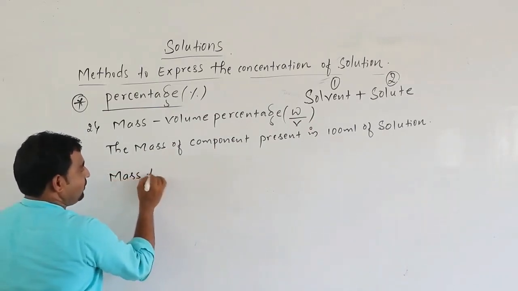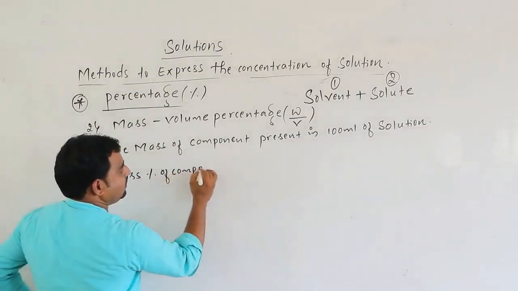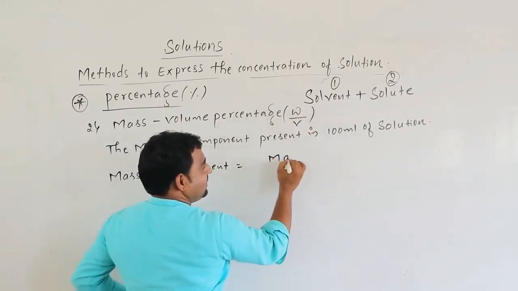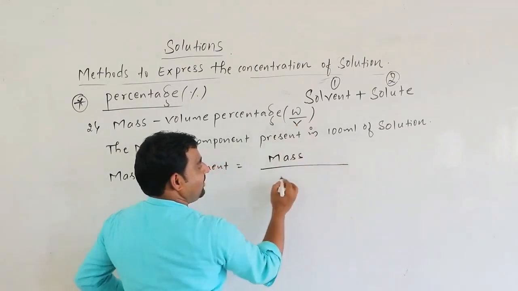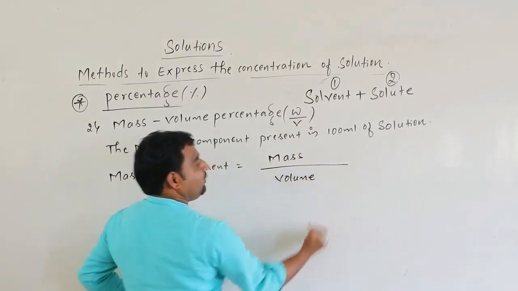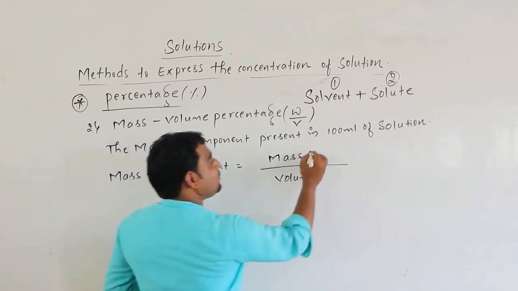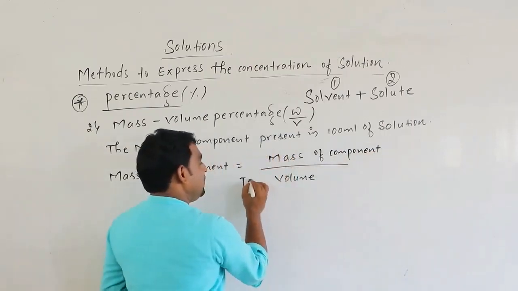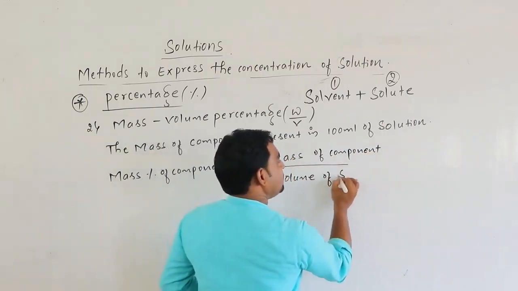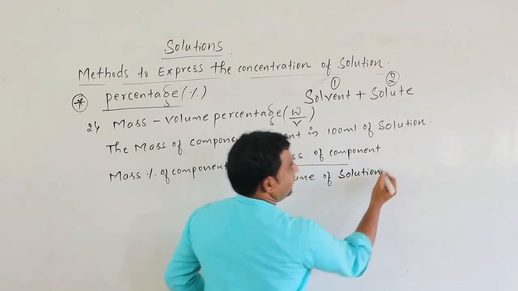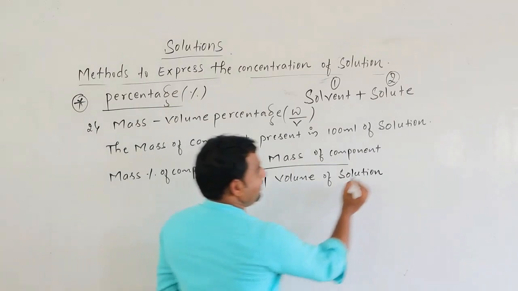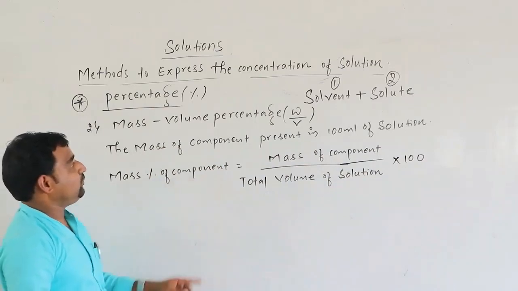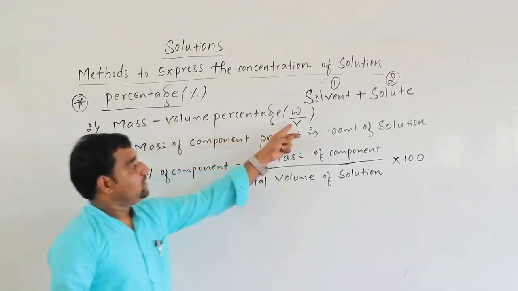Mass percentage of component is equal to, how to write this one? This is in terms of mass. You can write the mass here, divided by solution taken in volume. So now mass of component and total volume of solution. If you want the percentage, we have to multiply by 100. So this is a formula to calculate the mass volume percentage of a component.